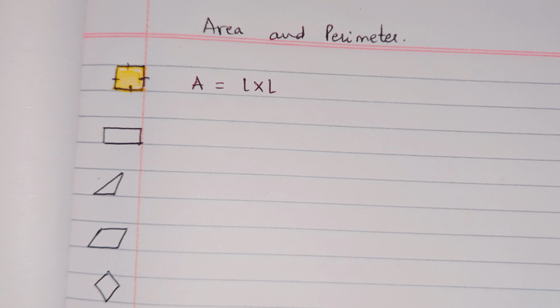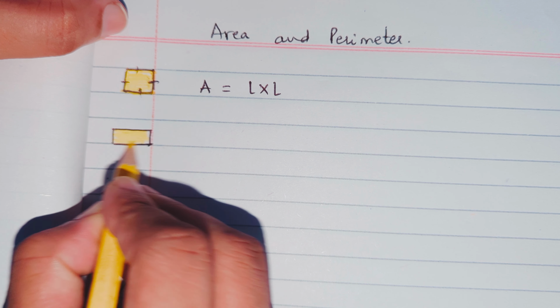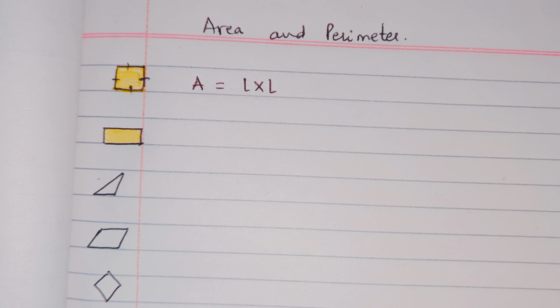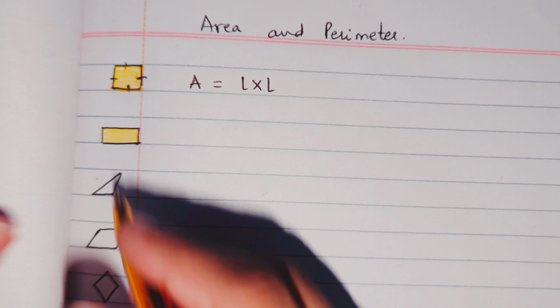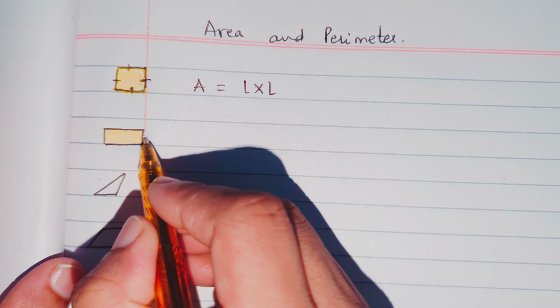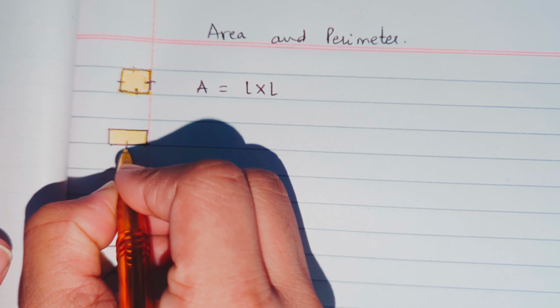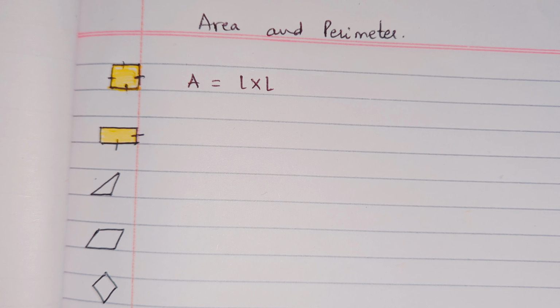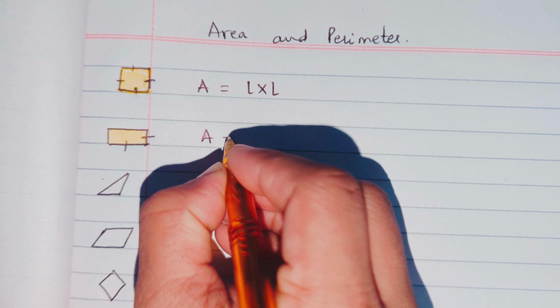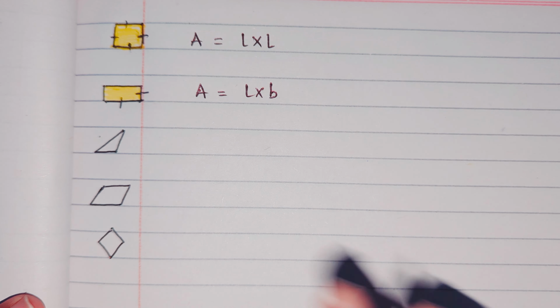When we talk about a rectangle, when we have to find out the area, basically in all these shapes, the area is the product of its length and its breadth, because we have two dimensions. So for this one, this is the length and this is the breadth, so its area will be length multiplied by breadth.